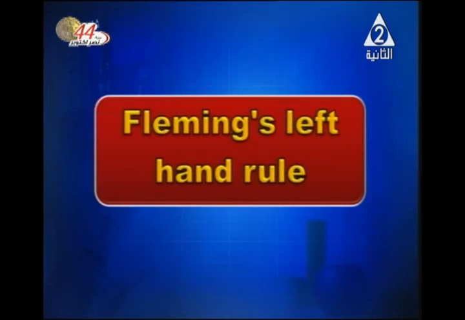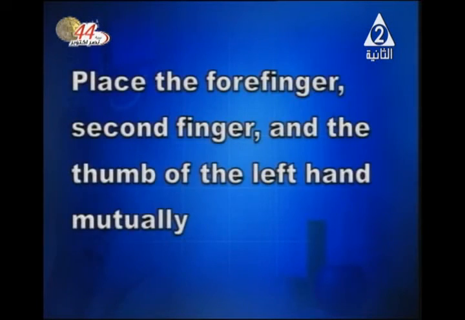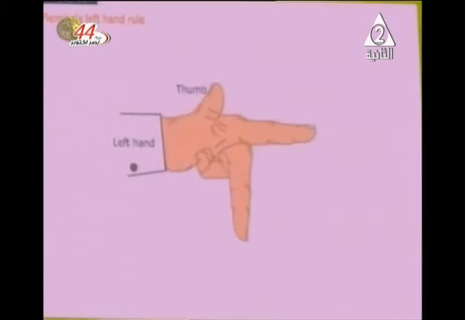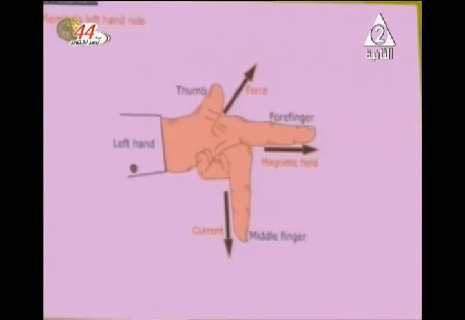What about Fleming's left-hand rule? It states that you place the forefinger, second finger, and the thumb of the left hand mutually at right angles, mutually perpendicular. Then, if the forefinger points in the direction of the field, the second finger in the direction of the current, conventional current of course, the thumb will point in the direction of the force, the direction of motion.